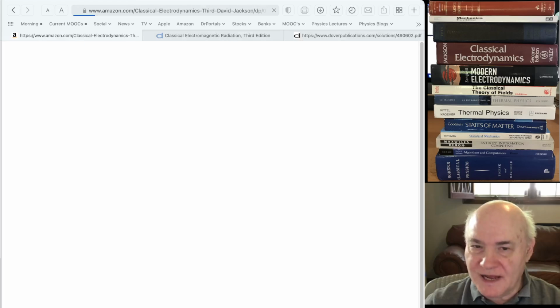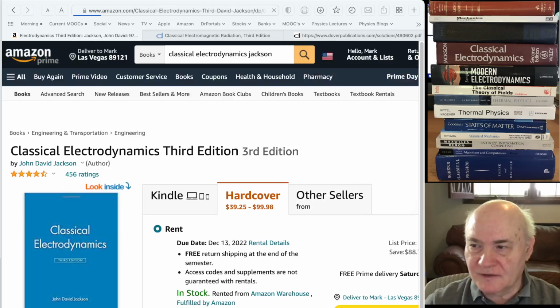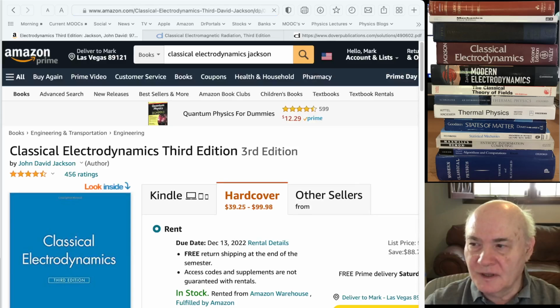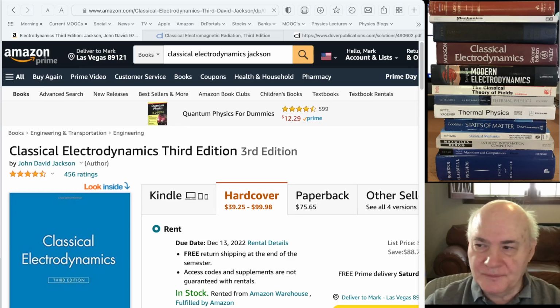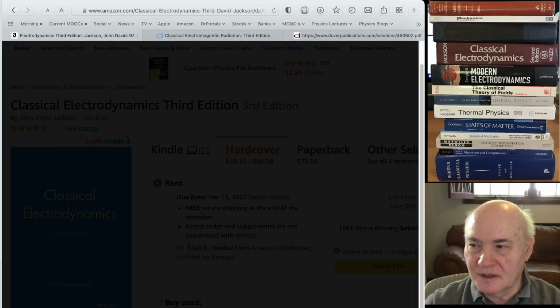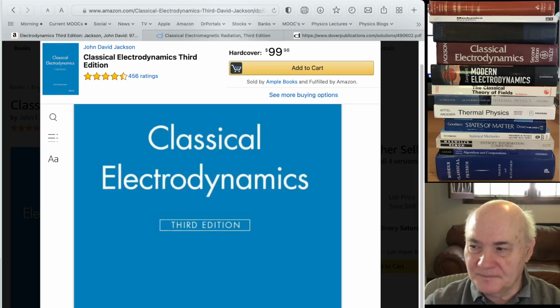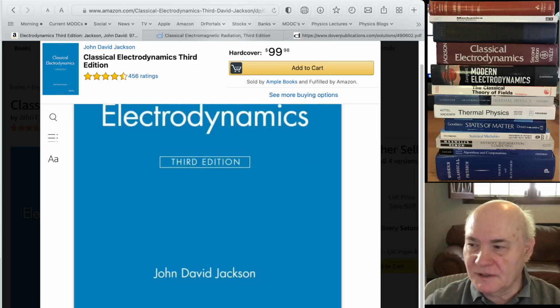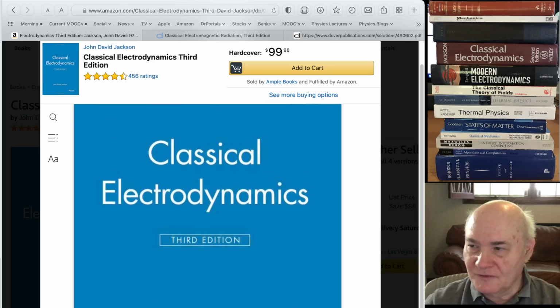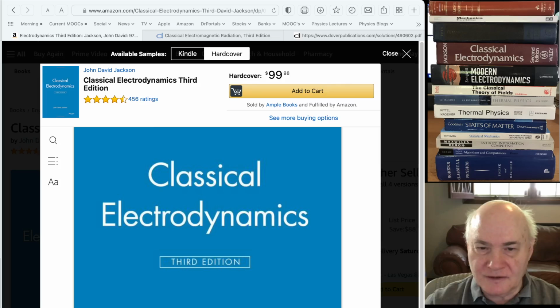The standard graduate book in electromagnetism is Jackson's book. It's now on the third edition. This is a hard book. It's very mathematical. And it's just a difficult book to read. The third edition is, in my opinion, I own the second edition.